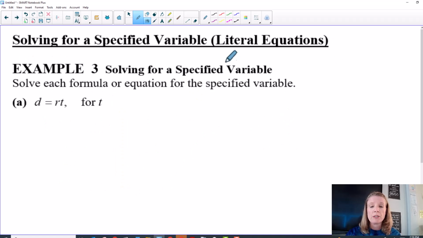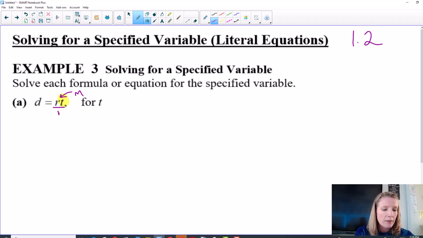And now we are into 1.2, which is solving literal equations, which is just the same thing. You're just solving for one specific variable. So here we're solving for t. We want to get rid of anything that's not a t. So the r, and then you ask yourself the question, what's happening to the t? Well, it's being multiplied by r. How do you get rid of multiply? You divide. So we divide by r. So t is going to be d over r, and I am done. It's that simple.